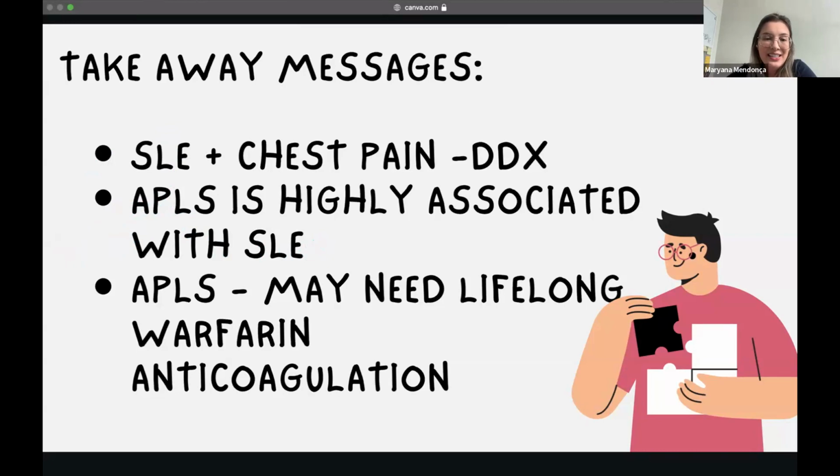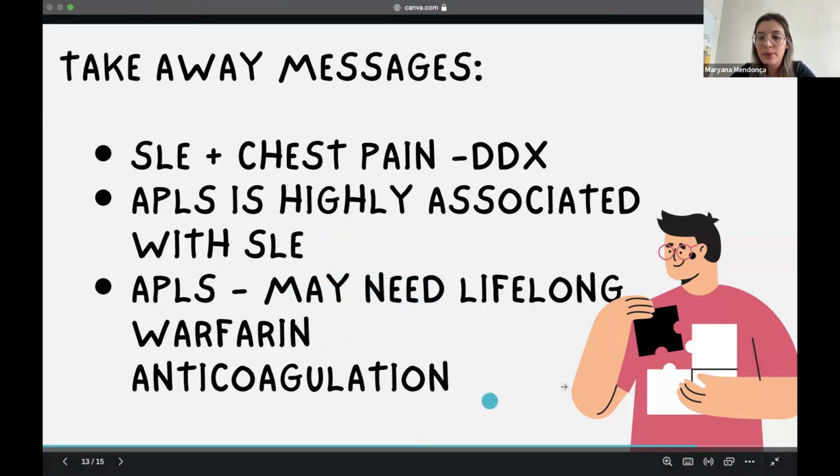And last but not least, APLS. If your patient has APLS, they may need lifelong warfarin anticoagulation. I included "may need" because it can be really specific according to your patient, according to previous diagnosis, and also according to whether the patient is low risk profile or high risk profile, but they may need lifelong warfarin anticoagulation. So always remember to think about that.